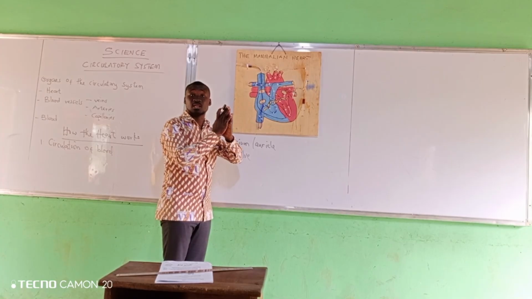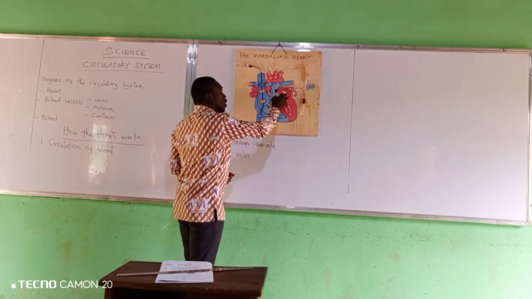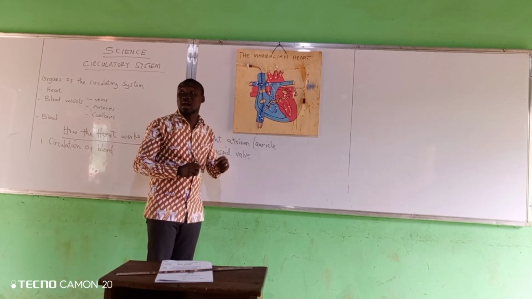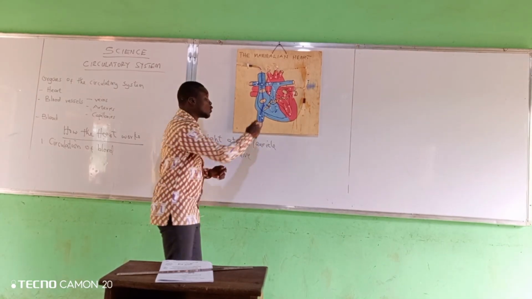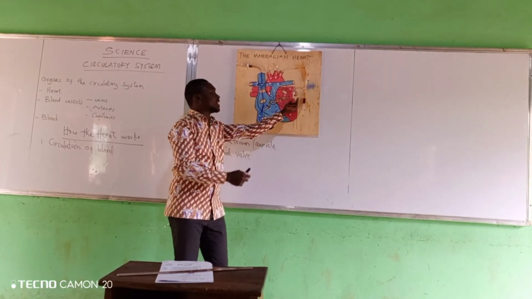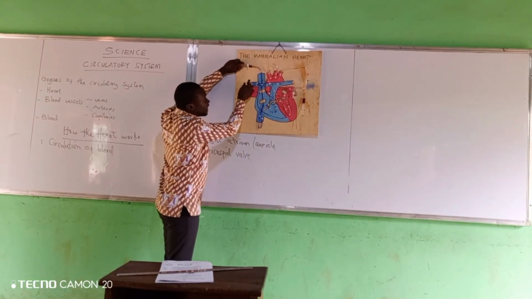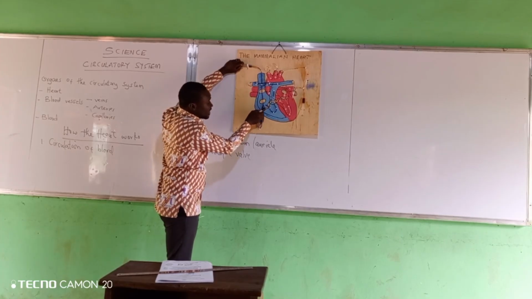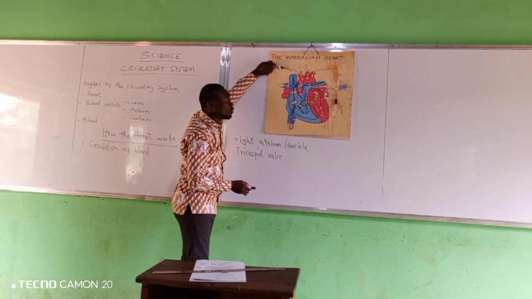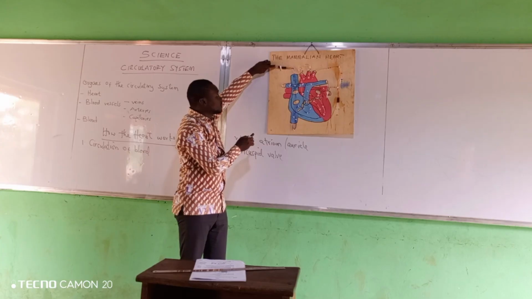So it contracts. When it contracts, the blood will pass through what we call the pulmonary artery. That's not the vein. This one is called the pulmonary artery. Then it goes to the lung, so that's the lung. It's moving from here to the lung. So this is the first part of it.